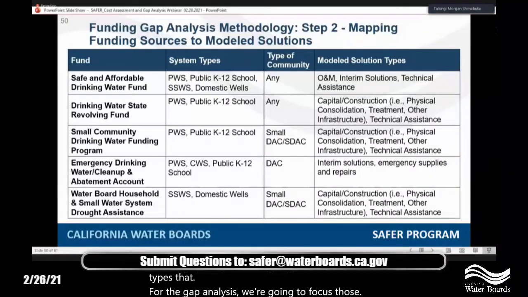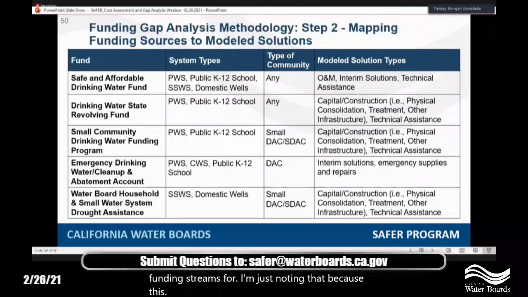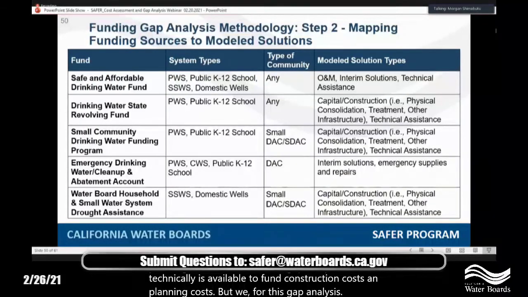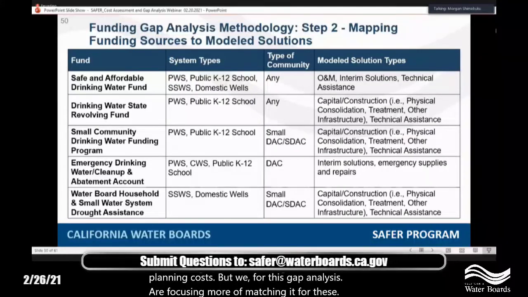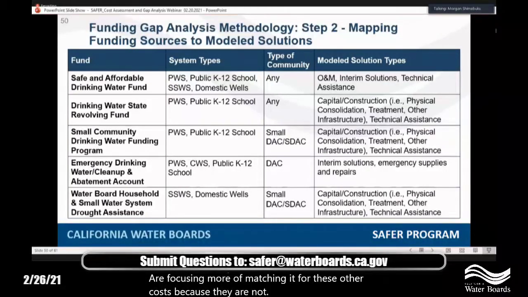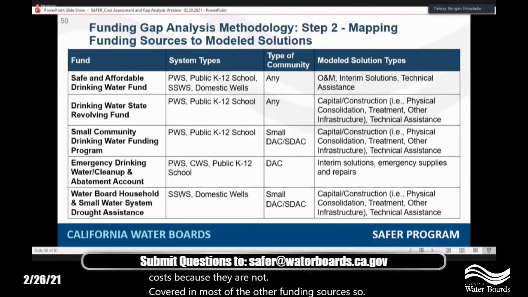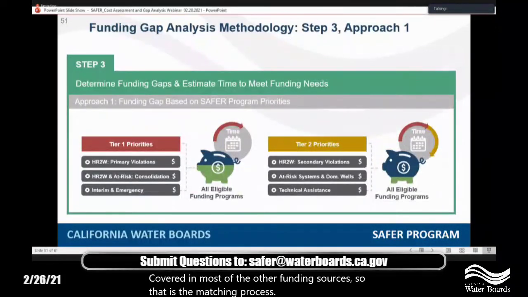I'm just noting that because the Safe and Affordable Drinking Water Fund technically is available to fund construction costs and planning costs. But for this gap analysis, we are focusing more on matching it for these other costs because they are not covered in most of the other funding sources. So that is the matching process. Next slide.